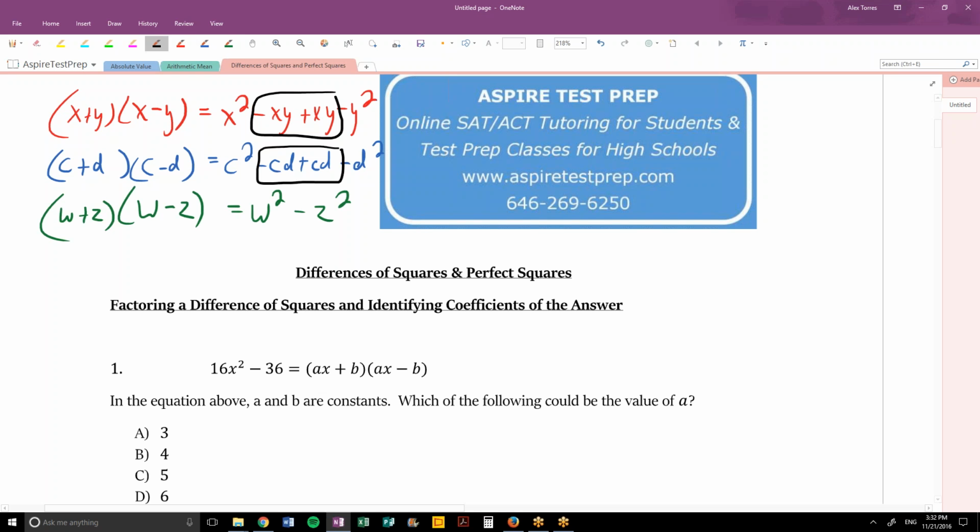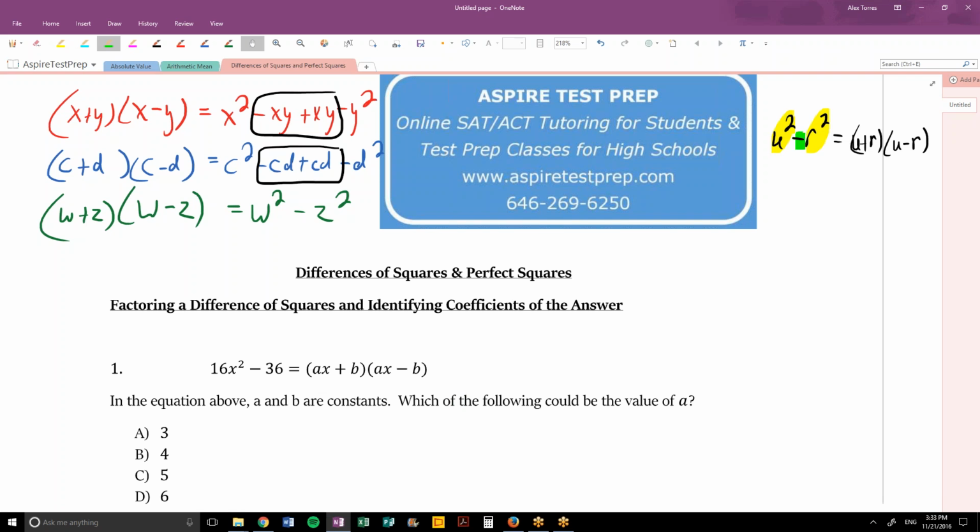Or the converse, if I saw something with this type of setup, u squared minus r squared, to automatically know that this would factor to u plus r and u minus r, which is just doing the same thing we did, but in the opposite order. Now, why is it called the difference of squares? Because each of these is a perfect square, and there's a minus sign in between, which makes it a difference.